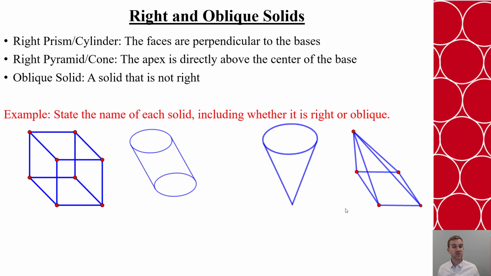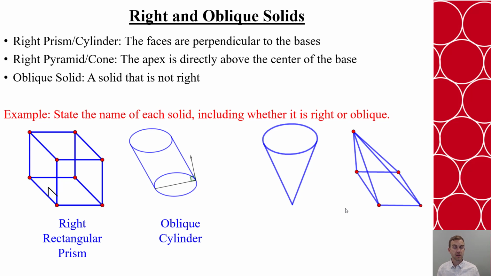So if I look at these four solids, my first one, I have a rectangular prism. And on top of that, if I look at the faces that are connecting my bases, they are perpendicular to the bases. So this is a right rectangular prism. In the second example, it is a cylinder, but I can see that it is skewed. That skewness means that we call that oblique in a solid. So this is an oblique cylinder.